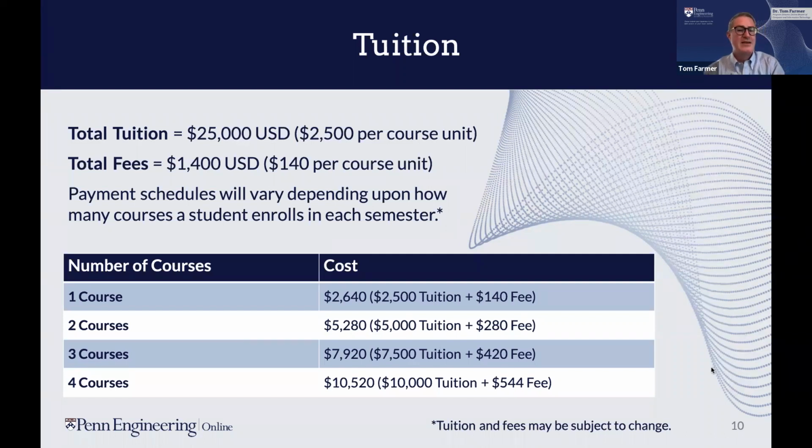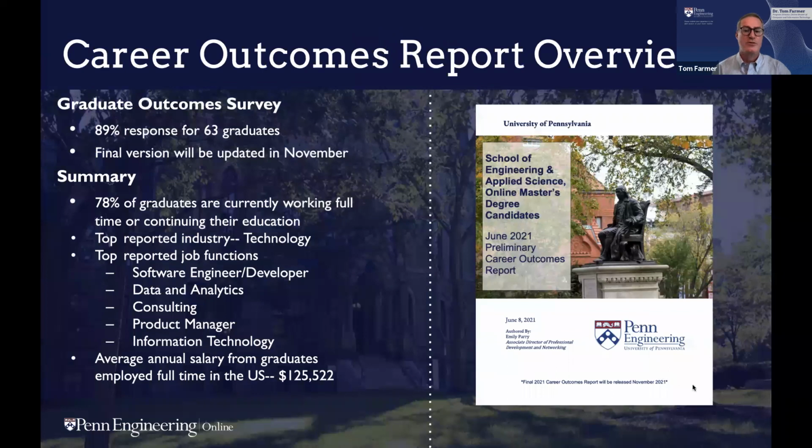There are fees. The grand total is $1,400 in fees. Essentially, that just works out to $140 per course unit. Again, the payment schedules vary depending on how many courses you enroll in each semester. So this is a little example on the bottom here. Yeah, so you do not need to pay all of it up front. You just pay at the beginning of the semester for how many classes you're going to be taking that semester. Yep. It makes it really very affordable in that way, or doable, I should say.